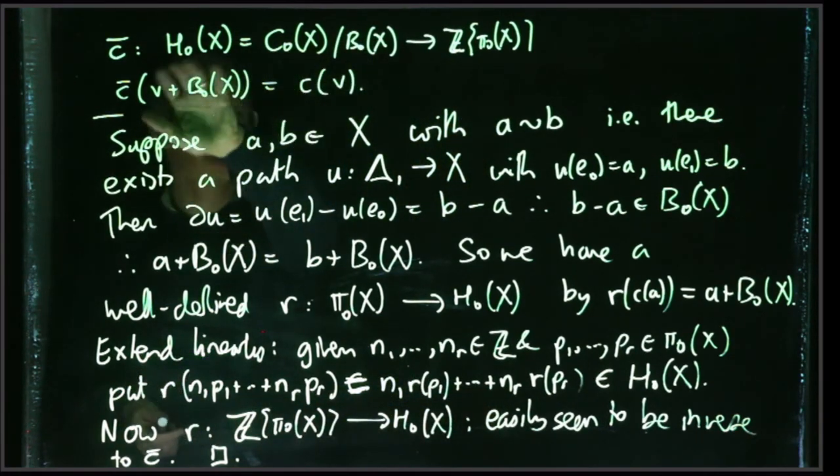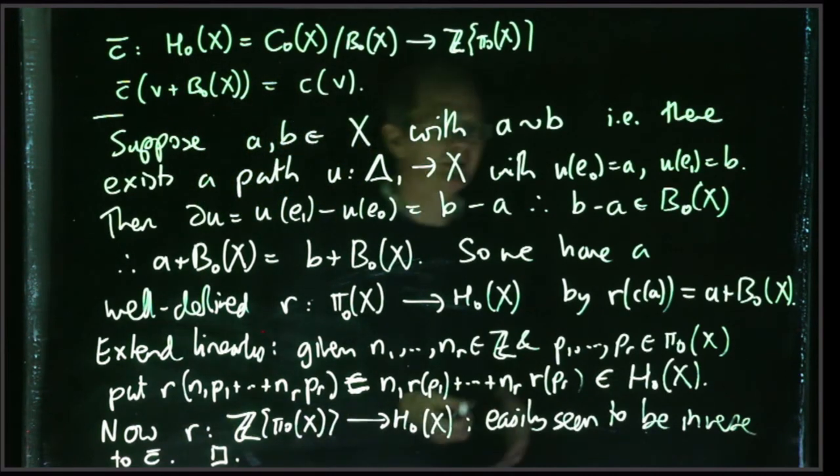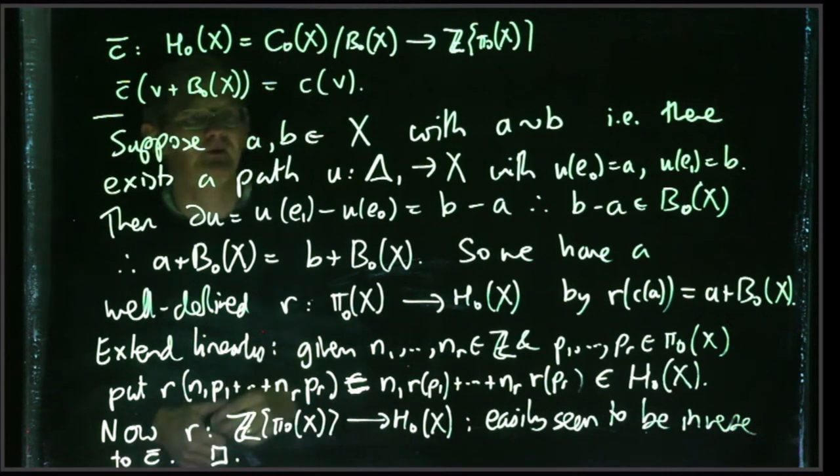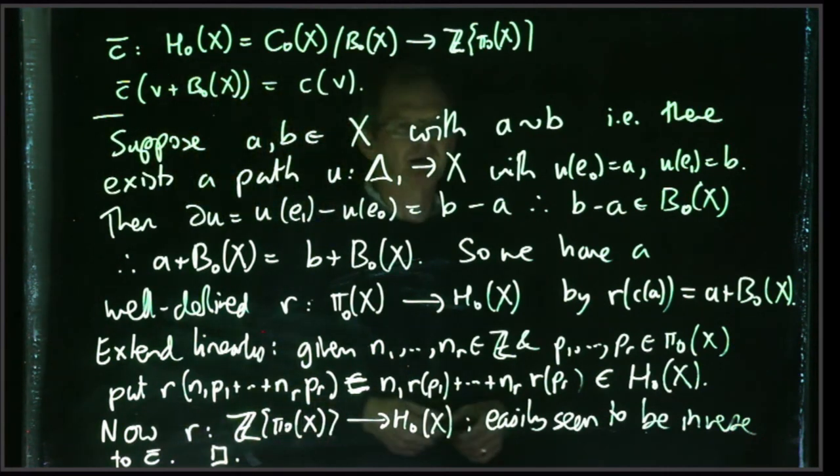So the definition of H0 and the definition of the free abelian group on pi 0 are just slightly technically different ways of expressing the same idea, but they turn out to be isomorphic.